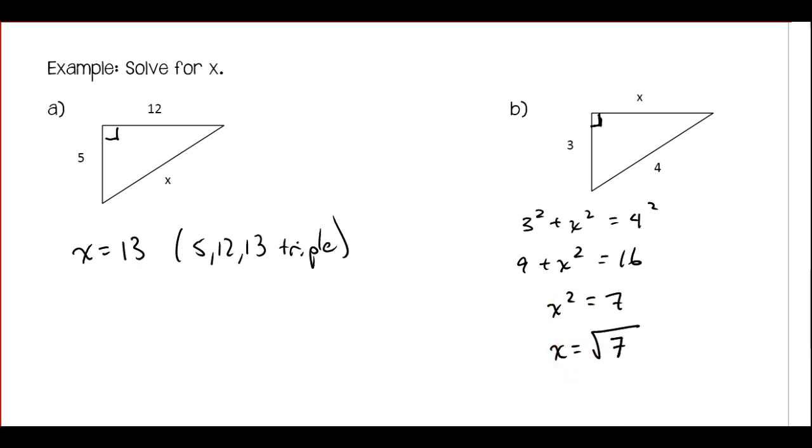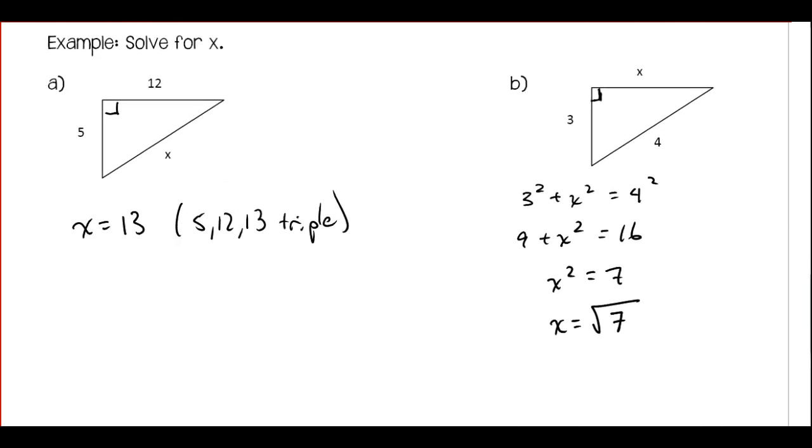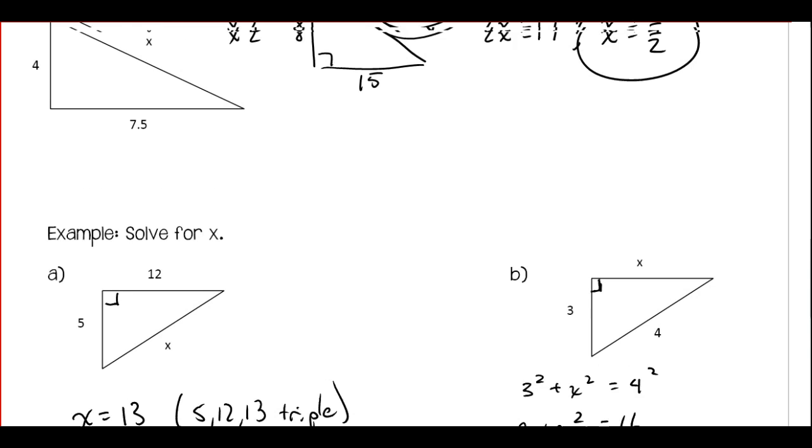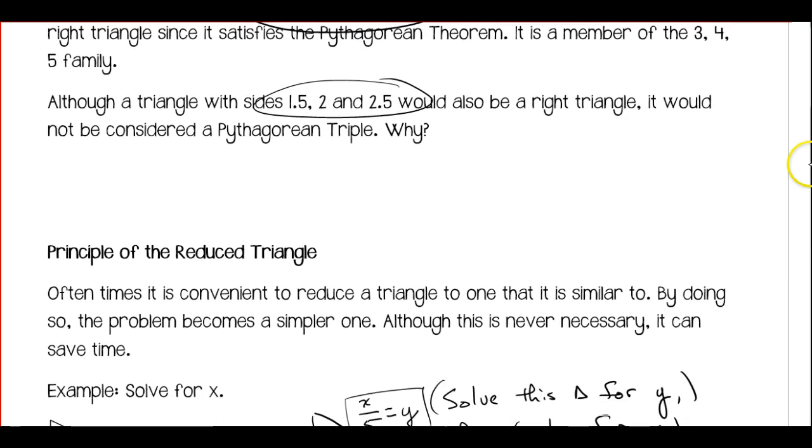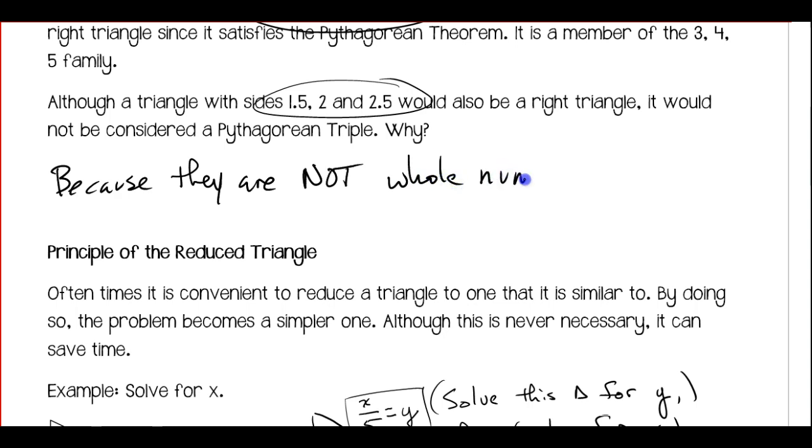All right, so that's it for section 6. If you had any questions, just jot those down and ask me the next time you see me in class. Let's scroll back up here. Did you fill in an answer to why this would not be a Pythagorean triple? It's because they are not whole numbers. Okay, in order for it to be a Pythagorean triple, they've got to be whole numbers.